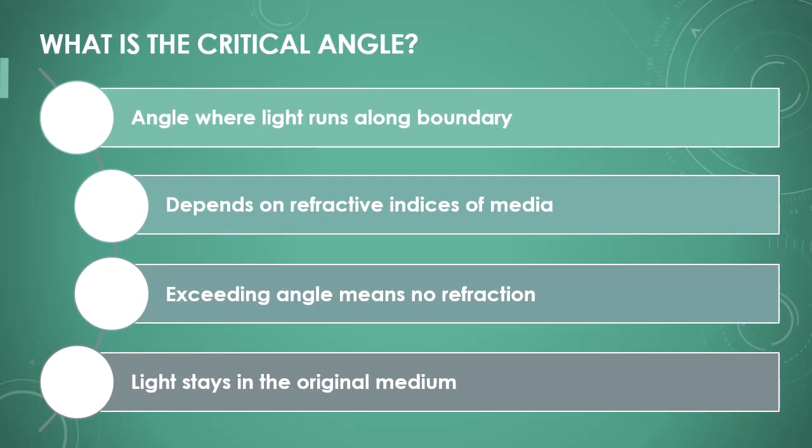The critical angle is the angle of incidence at which the light just runs along the boundary. It depends on the refractive indices of the two media. If this angle is exceeded, no refraction occurs. The light stays fully in the original medium.